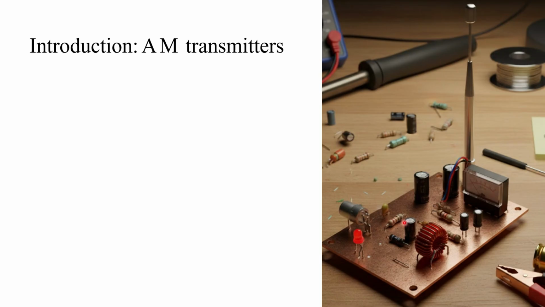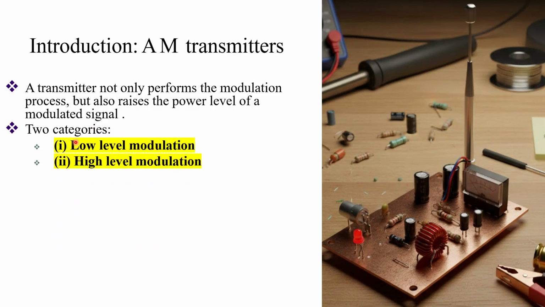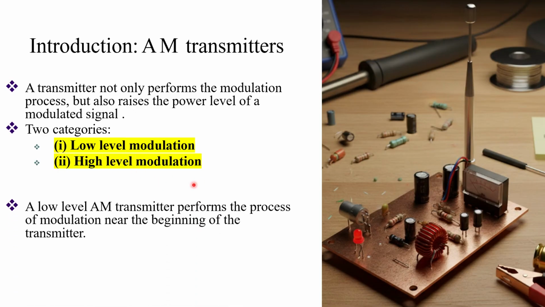So this is one example of the amplitude modulation transmitter. The transmitter not only performs the modulation process, meaning we modulate our message signal onto a carrier, but also raises the power level of the modulated signal, right? So that it can transmit. There are two categories: one is low level modulation and the other is high level modulation, right? Low level is done at the input side, in the beginning itself, and high level at the end.